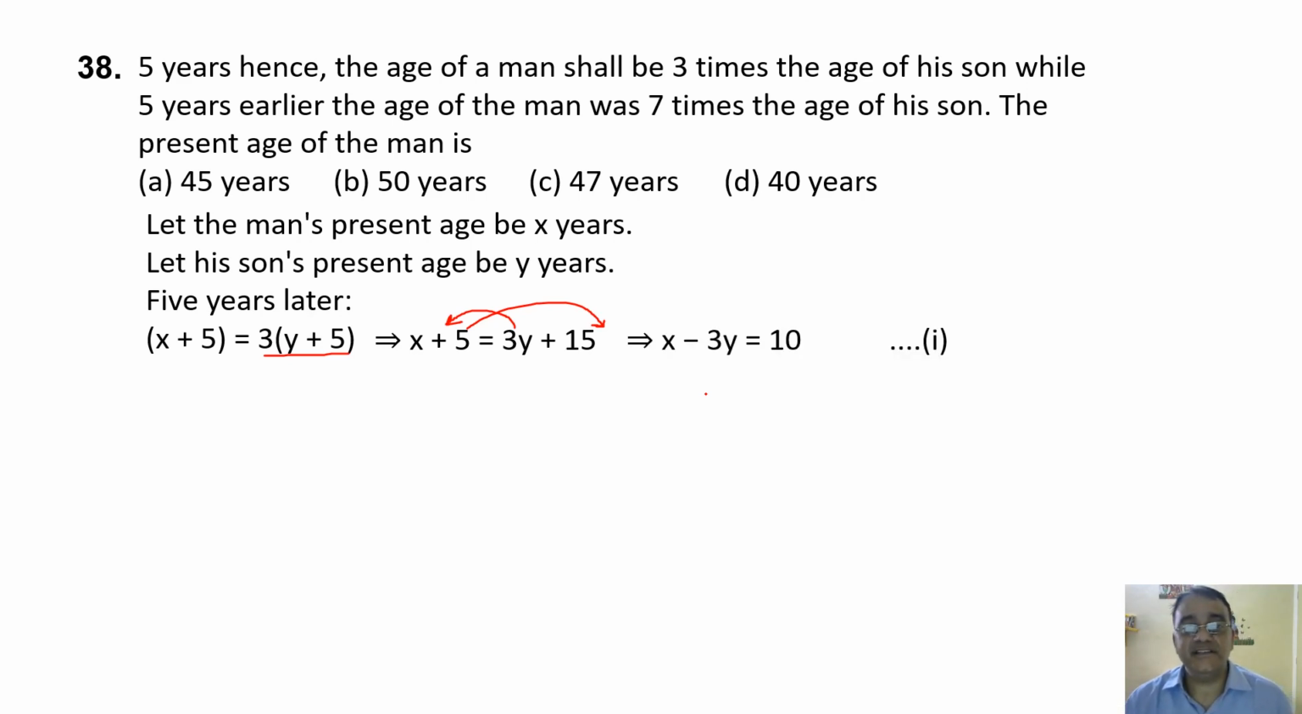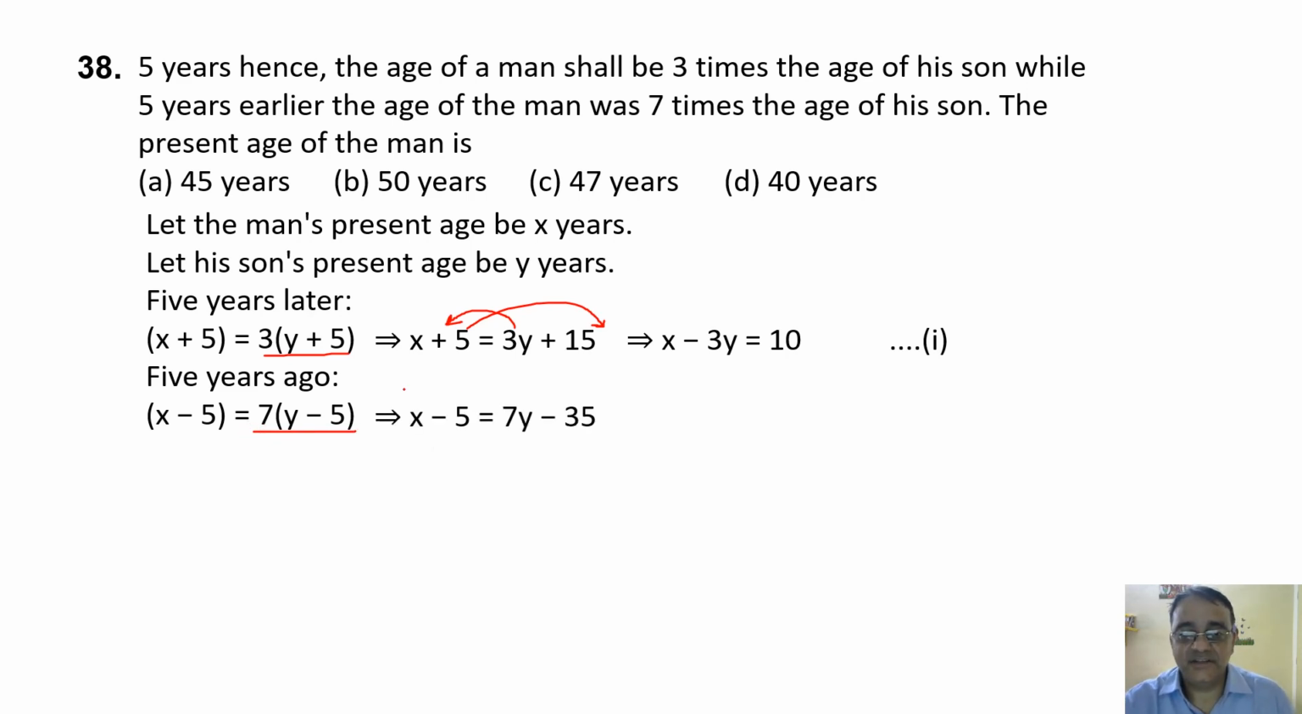Now 5 years ago man is 7 times, मतलब x minus 5 is equals to 7 times y minus 5. So open this bracket, you will get 7y minus 35. Shift 7y to this side, right? Minus 7y और minus 5 को उधर shift करो plus 5. So we'll get x minus 7y is equals to minus 30.